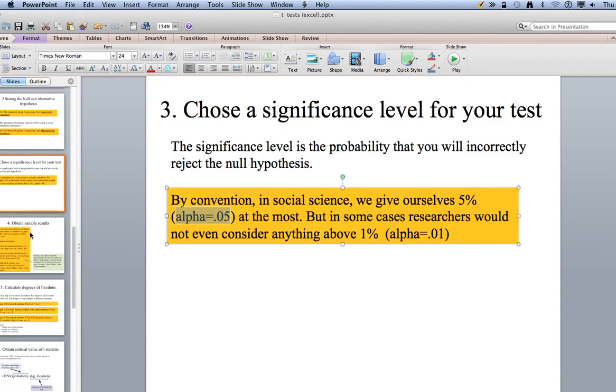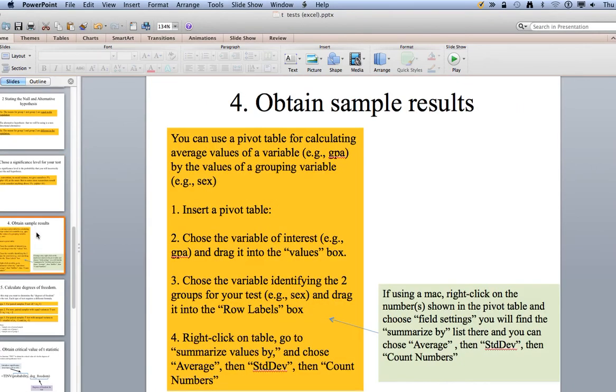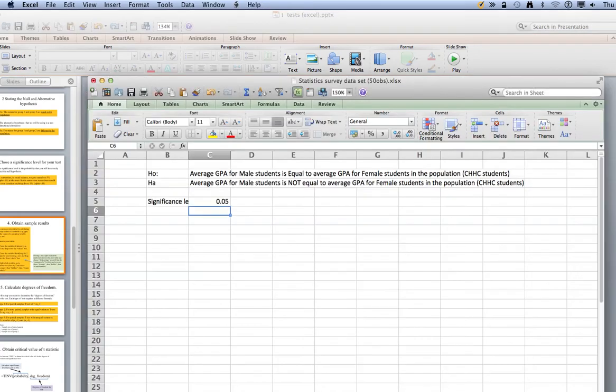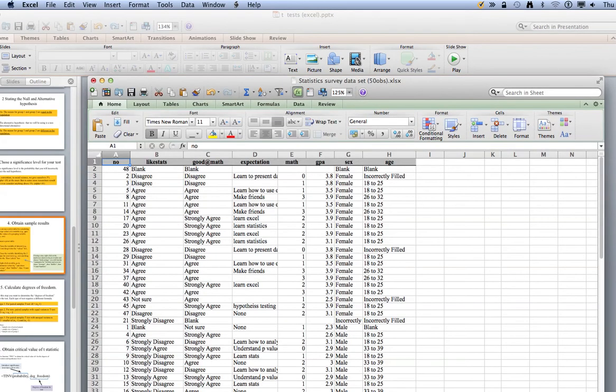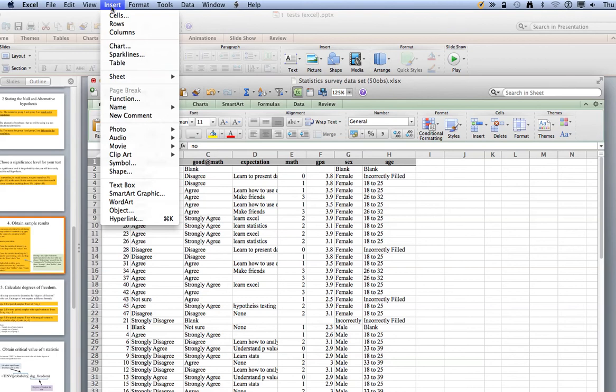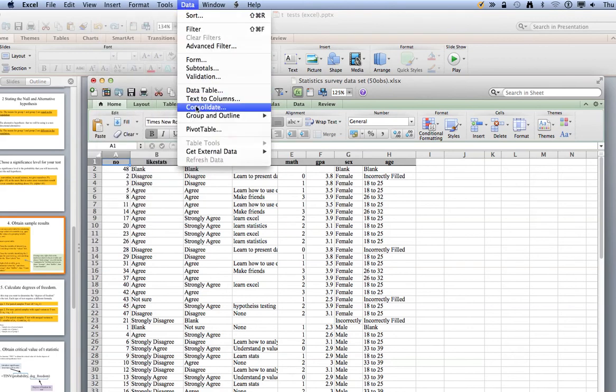Now we go to obtaining our sample results. We need to obtain our sample means, our sample standard deviations, and the sample sizes for both groups. Right? And we're going to do that with a pivot table. So we're going to first insert the pivot table, right? And we go to data, right? And then pivot table.